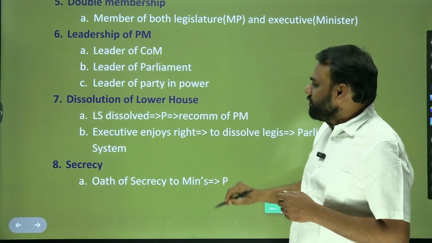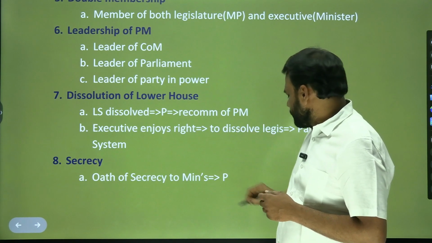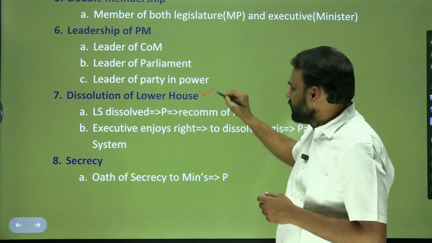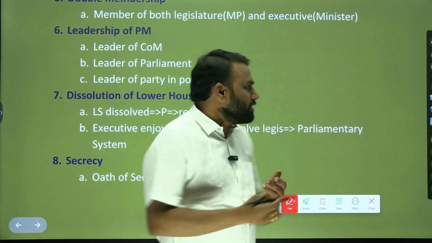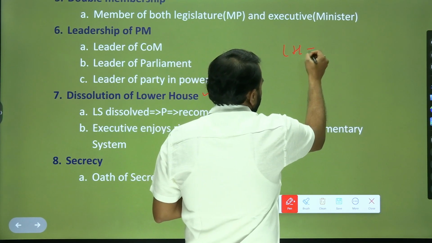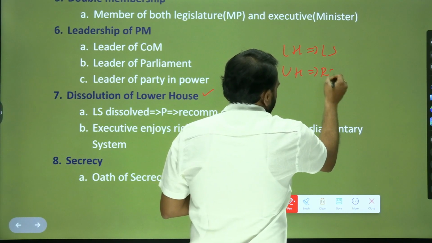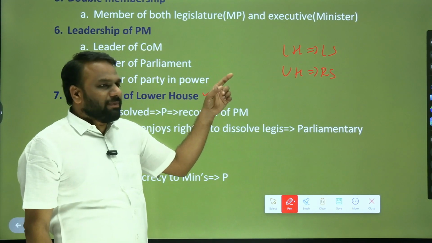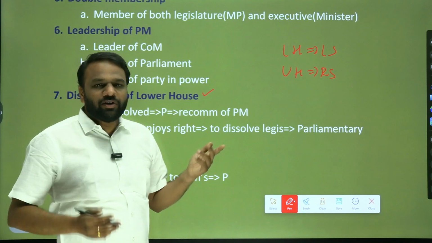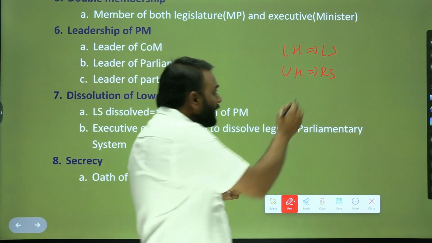Next, another important feature, dissolution of the lower house. So we have seen about the lower house and upper house. The lower house is Lok Sabha, the upper house is Rajya Sabha. So in India, we know that Lok Sabha can be dissolved, Rajya Sabha cannot be dissolved because it's a permanent house. But who can dissolve Lok Sabha?